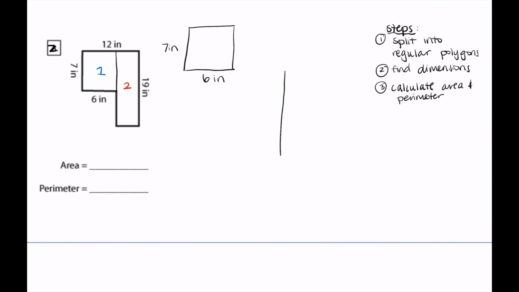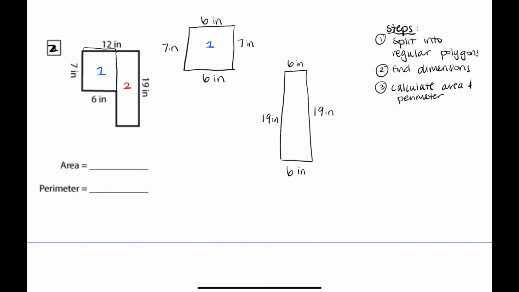So we're splitting our irregular polygon into 2 regular polygons. Our first rectangle, its dimensions are 7 by 6 inches. Our second one, the height is 19 inches, but what about the base? So we know that top portion of our shape, the whole thing was 12, and the other part of it was 6. So the part we're looking for, well, that would be 6 inches. So now I'm going to fill in all the other dimensions of our shape, and then we can get into our calculations.